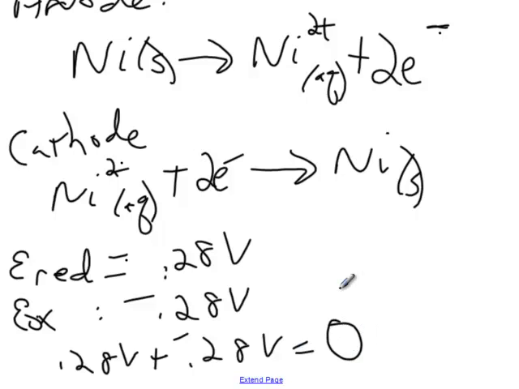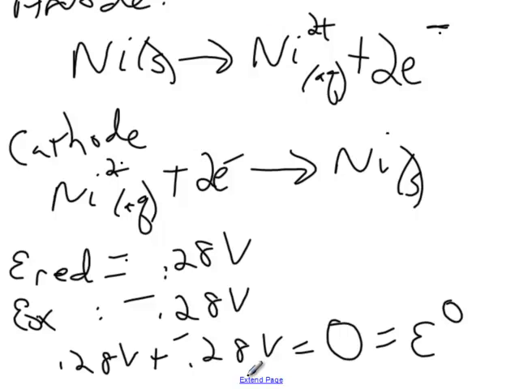You would think this cell would not run at all. But that's only E standard. We are not under standard conditions. As I said, the cell will operate until the Ni 2 plus in both compartments are equal. The oxidation is going to happen in the more dilute solution because that would make more Ni 2 plus and thus lead to the cell concentrations evening out.